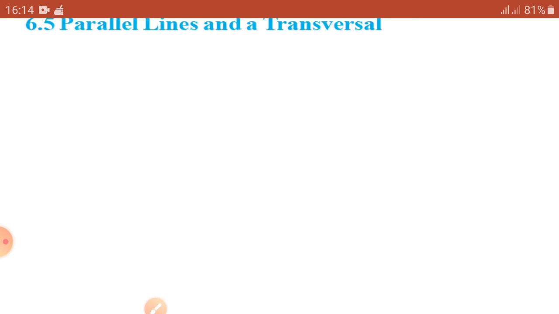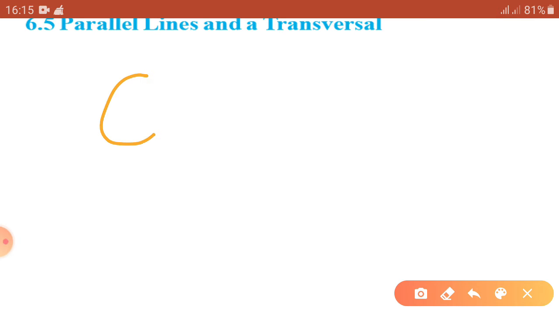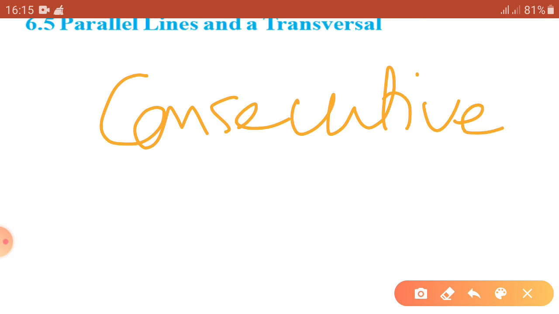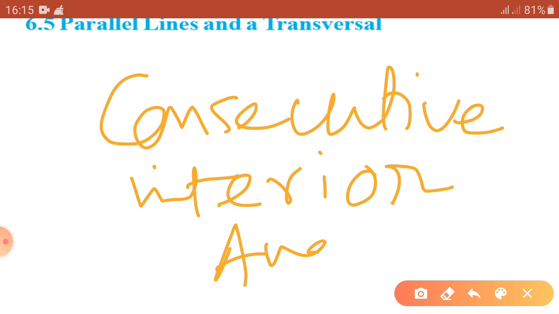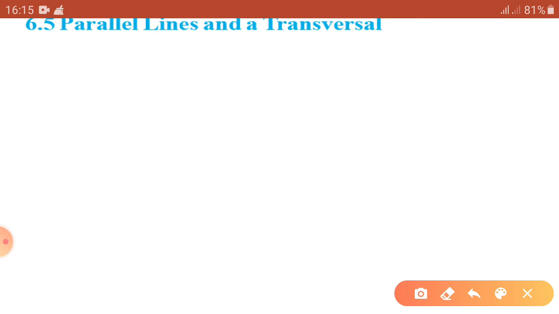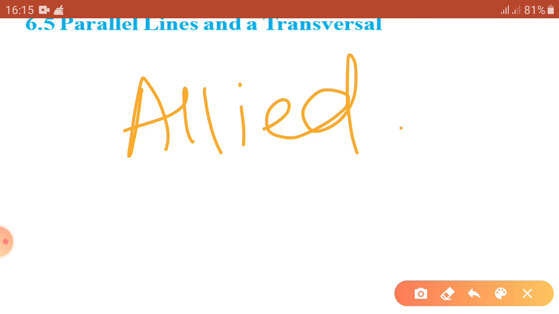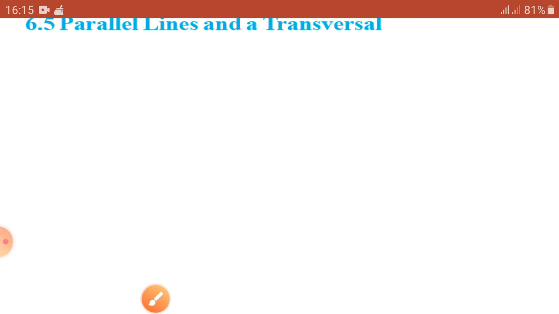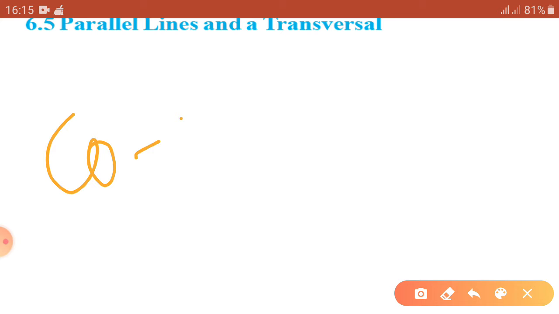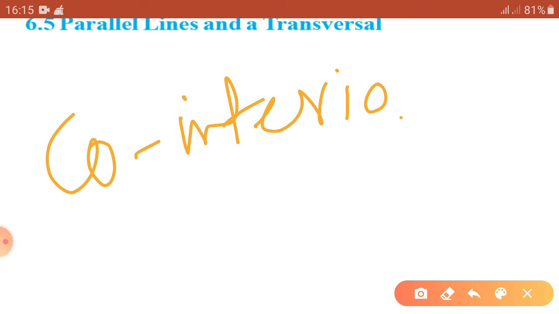Okay, got it? So we can give the name to interior angles on the same side of the transversal as consecutive interior angles, or we can name it as allied angles, or simply you can say that co-interior angles.